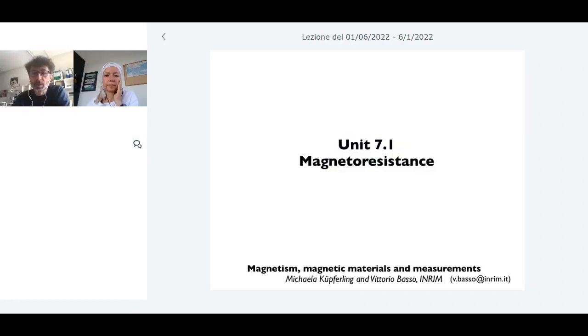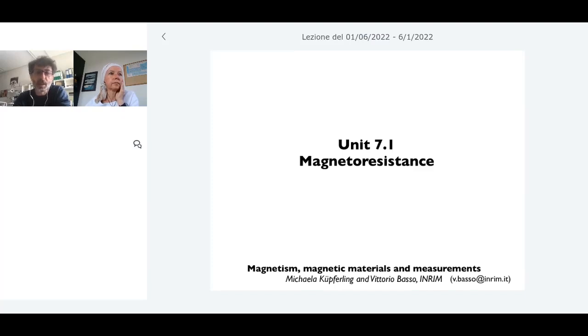Welcome. So this is lecture 7, the last of this course. This lecture is divided into 2 units. Let's say that this is mainly dedicated to the application of magnetism towards spintronics, a sort of electronics that would like to employ the spin of the electron instead of the charge to transport information. And this will be the topic of the second unit, of the second part.